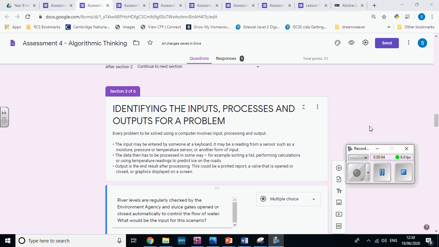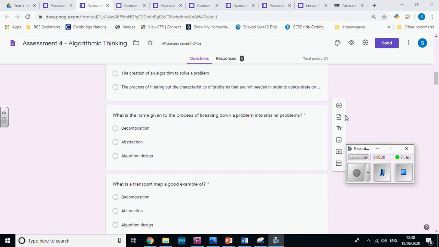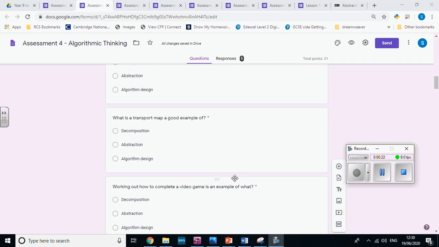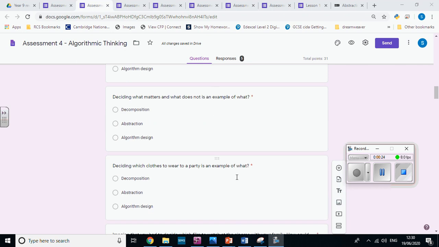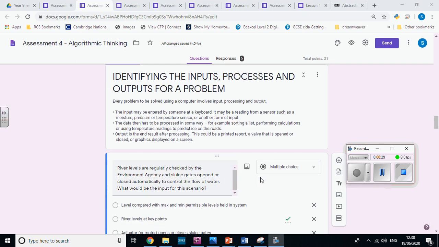Welcome back, computer scientists. Okay, so you should now be on to this section where we talk about identifying the inputs, processes, and outputs for a problem. At this stage, we've taken a problem and we've conducted decomposition and abstraction, and we're ready now to create an algorithm design. So in terms of a starting point, and I would suggest this is a good idea.